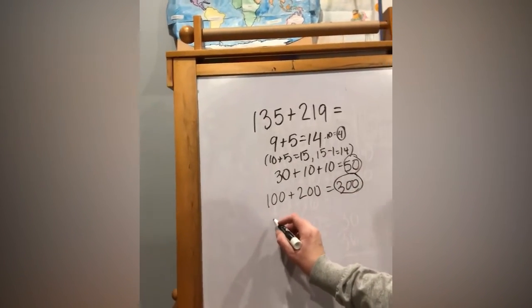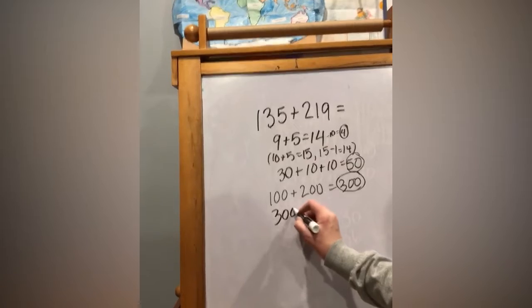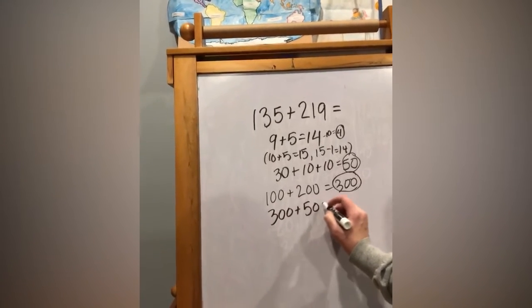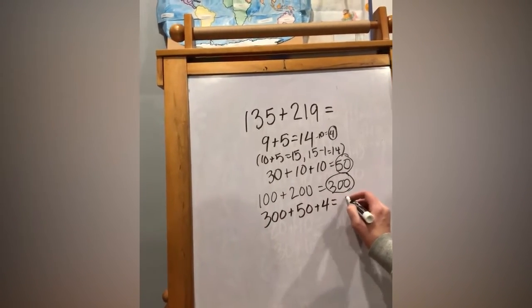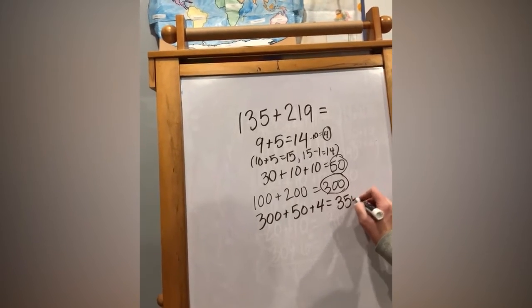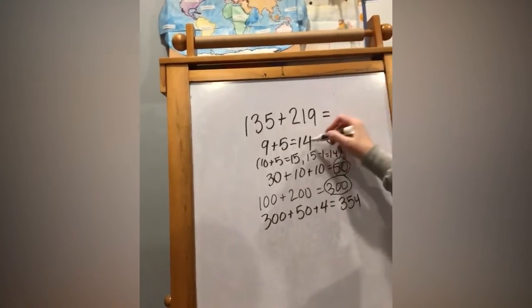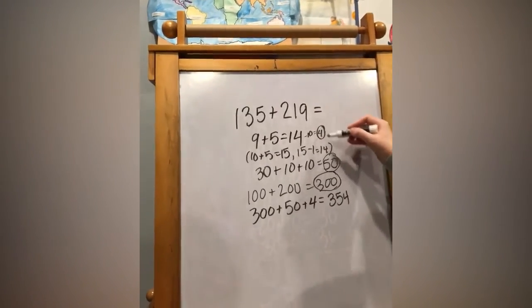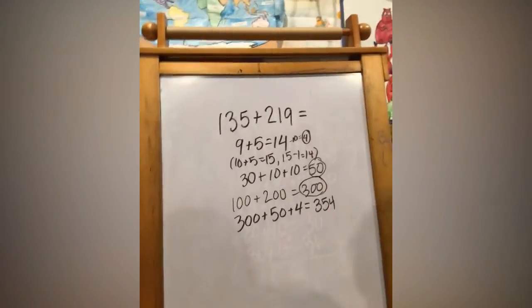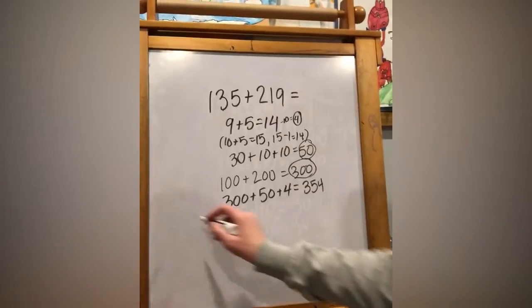And how did you know that? Because it said 300 plus 50 plus 4, and that's expanded form of 354. Okay, so here, this was what was left from our 14, right, after we took out that 10. So then you added your ones, your tens, and your hundreds together to get 354.